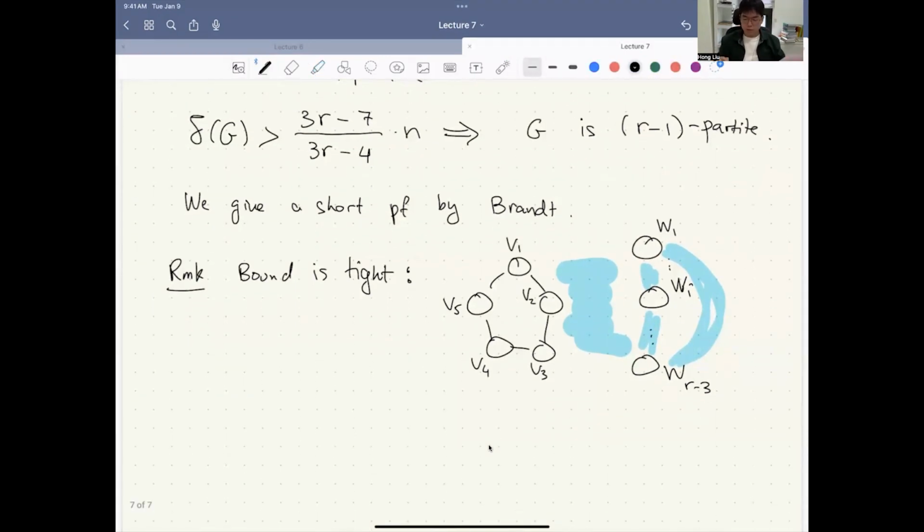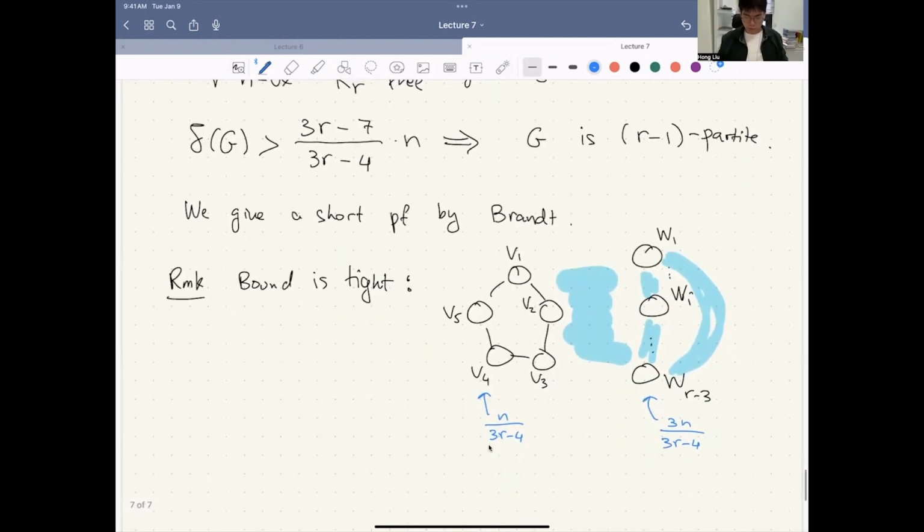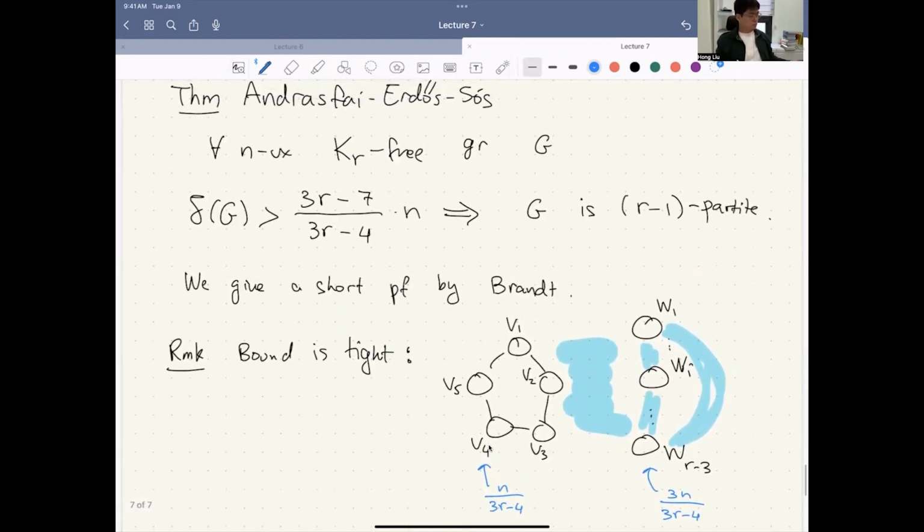You can optimize the ratio. I will tell you the ratio. Each one of these is of size n over 3r minus 4, same size. Each one of these is 3n over 3r minus 4. Okay. Very good.